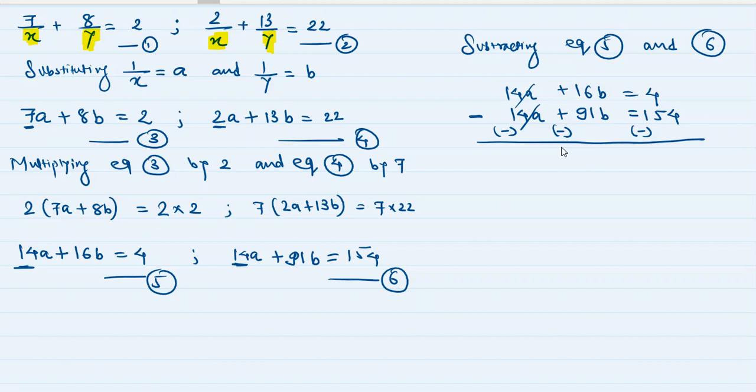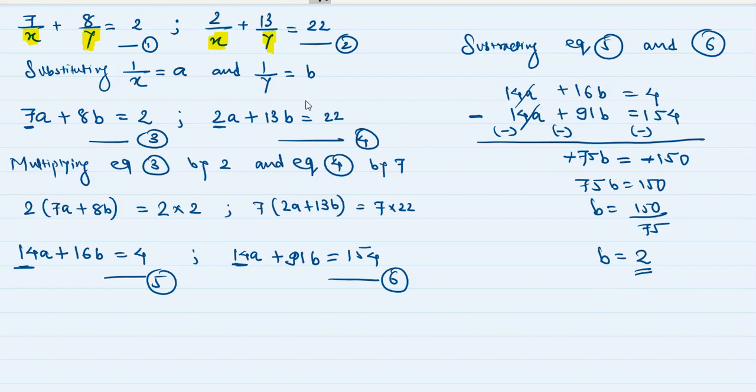So this is 16b minus 91b. This will become minus 75b is equal to minus 150. Plus 4 minus 154 is minus 150. Minus minus gets cut. 75b is equal to 150. b is equal to 150 by 75. So b is equal to 2. So we have got the value of b.